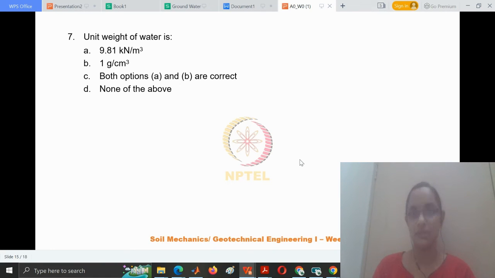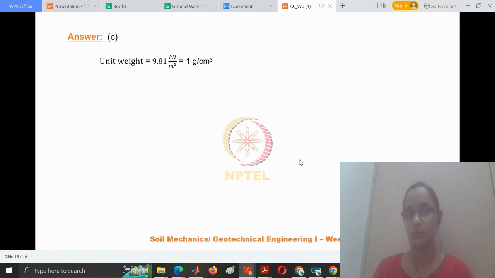Unit weight of water is: option A, 9.81 kilonewton per meter cube; option B, 1 gram per centimeter cube; option C, both options A and B are correct; option D, none of the above. Yes, option A is right. Yes, option B is also right. So both options A and B are correct. That is, when we represent unit weight in kilonewton per meter cube, the unit weight of water is 9.81 kilonewton per meter cube. And in gram per cc or gram per centimeter cube, it is 1 gram per centimeter cube. So the answer is option C.